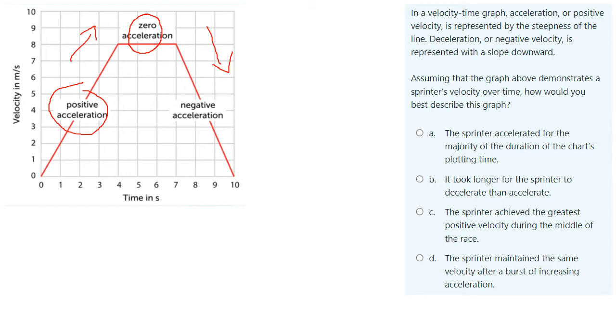Assuming that the graph above demonstrates a sprinter's velocity over time, sprinter means a runner, how would you best describe this graph? The sprinter accelerated for the majority of the duration of the chart's plotting time. Well, the sprinter accelerated from 0 to 4. Then the speed stayed the same for 4 to 7. So for 4 seconds, accelerated. For 3 seconds, stayed the same. And then for 3 seconds, decelerated. That doesn't make sense.